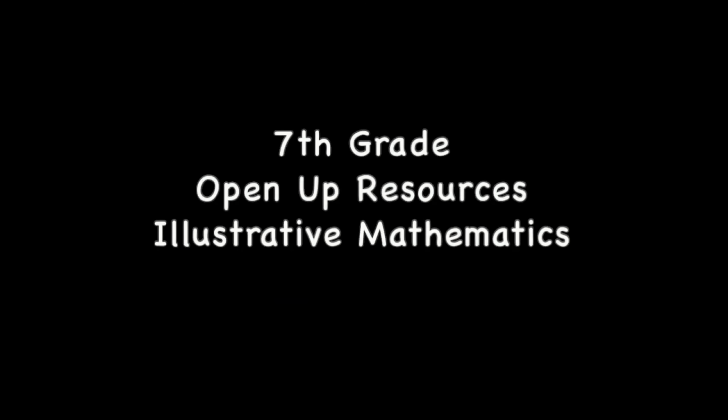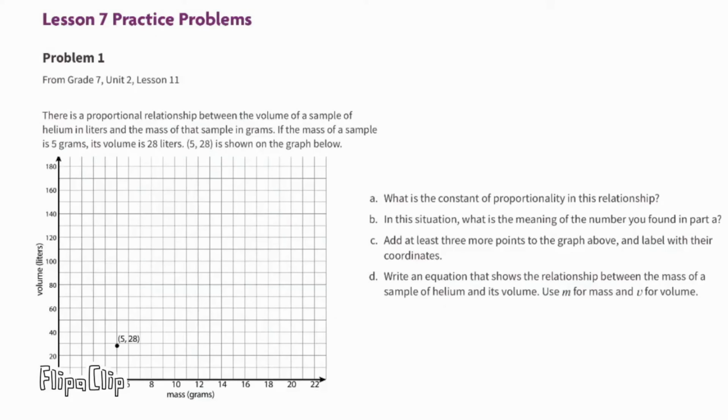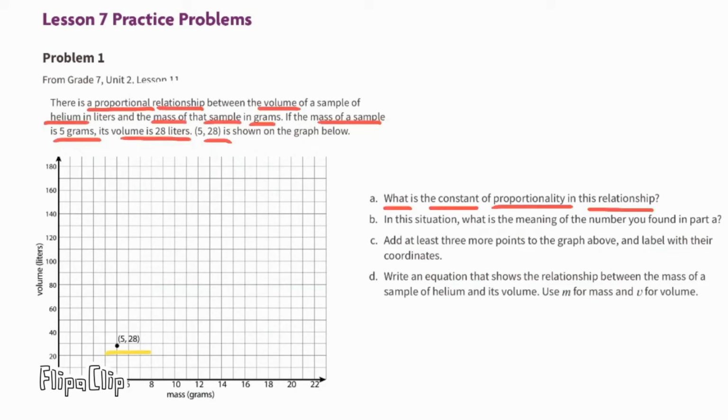7th grade Open Up Resources Illustrative Mathematics, Unit 6, Lesson 7, Reasoning about Solving Equations, Part 1. Problem number 1 from 7th grade Unit 2, Lesson 11. There is a proportional relationship between the volume of a sample of helium in liters and the mass of that sample in grams. If the mass of a sample is 5 grams, its volume is 28 liters. The point is shown on the graph below.